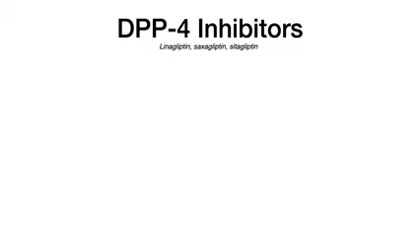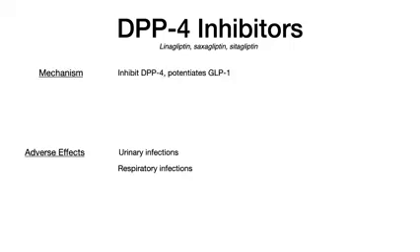Let's talk about the next category of medications. These are the DPP4 inhibitors. These are drugs that end in gliptin: linagliptin, saxagliptin, sitagliptin. They all end in liptin or gliptin. The mechanism of DPP4 inhibitors is obviously, as the name implies, that they inhibit DPP4, which in turn potentiates GLP-1. Don't get overwhelmed by these acronyms. I'll talk about what this looks like in just a moment.